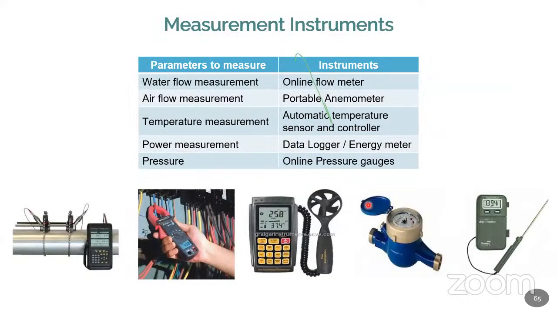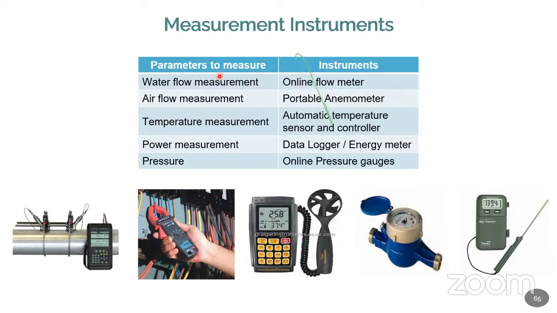What are the instruments normally used for doing the HVAC audit? HVAC audit is a separate audit. Of course, it is a part of the energy audit also, but some people do the HVAC audit separately. If the chiller load is going to be very high, then it is recommended to have a separate HVAC audit. So these are all the equipment normally used.